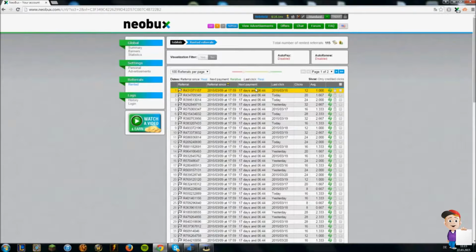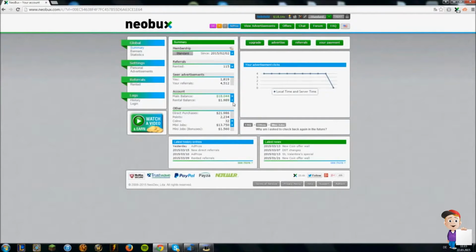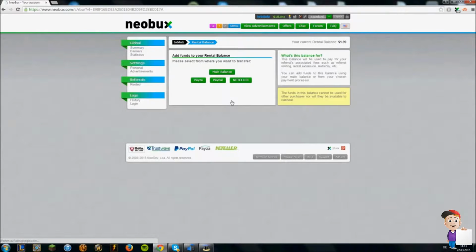The second option obviously now is to invest your own money and get an easier start. You can do this here by clicking on rental balance, and then you choose from where you want to get this money from.